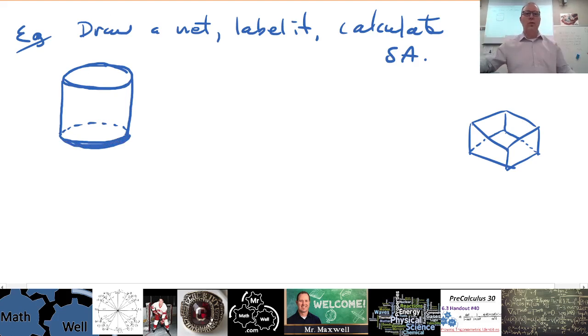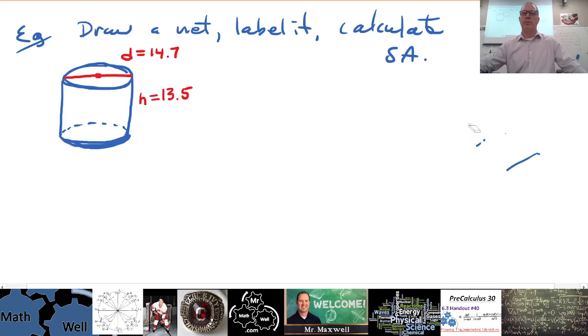All right, so here we go. I'm going to give you a diameter. D is 14.7. And I'm going to give you a height of 3.5. Nah, that's not to scale. Let's go 13.5. How about that? Then that looks a little more to scale there. Okay. So take a couple minutes, draw a net diagram of this shape, label it, and then calculate your surface area showing all the work like I showed you. Okay? Go ahead and get started on that.